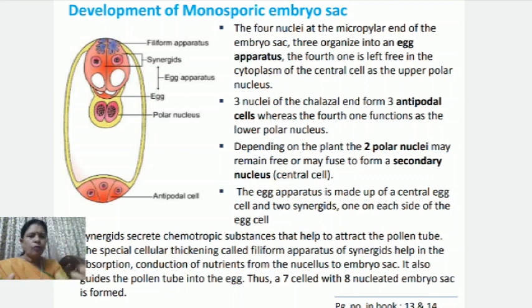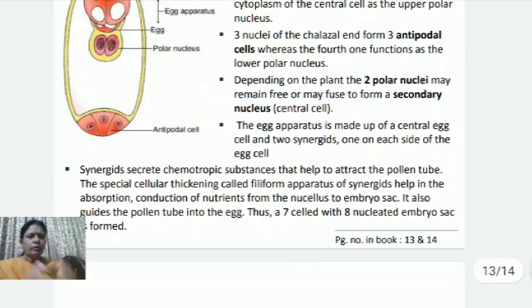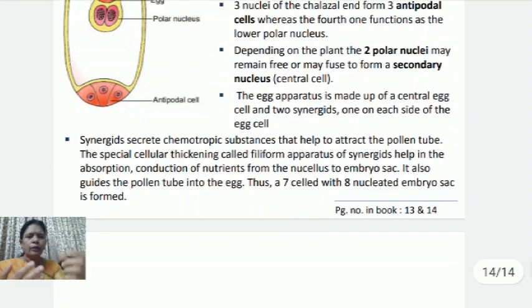Depending on the plant, the 2 polar nuclei may remain free. They may fuse to form a secondary nucleus that is called the central cell. And the egg apparatus is made up of a central egg cell which is surrounded by 2 synergids, one on each side of the egg cell. What is the function of the synergids? They secrete a chemical substance to help attract the pollen tube. The special cellular thickening called the filiform apparatus of synergids helps in the absorption and conduction of nutrients from the nucellus to the embryo sac. It also guides the pollen tube into the egg.